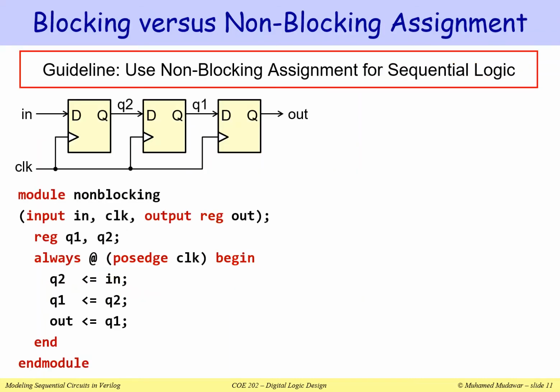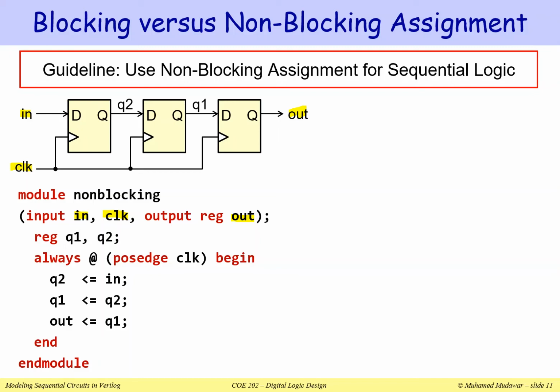Okay, so here's an example of blocking versus non-blocking assignment. Let us take a look at this module which is called non-blocking. In this module we have the input, which is in. That's my input to the sequential circuit. So we have 3 D flip-flops, and we have a clock. The clock is connected to the clock input of all of these D flip-flops. And we have only one output, which is out, the output of the last D flip-flop.